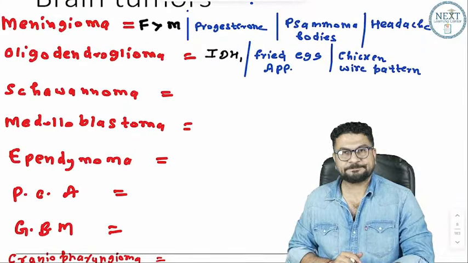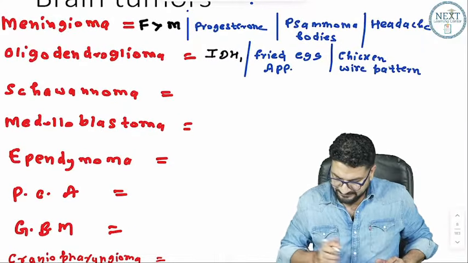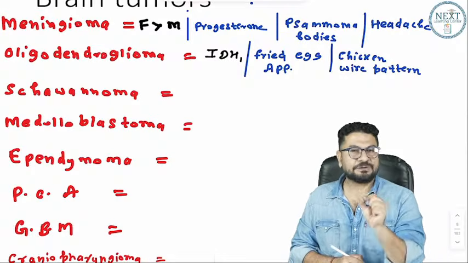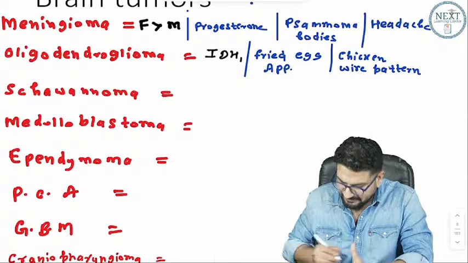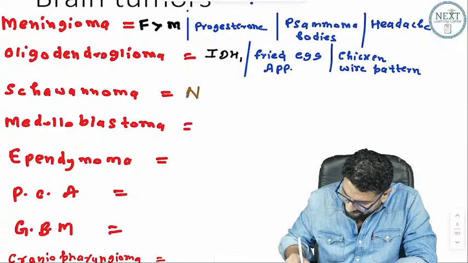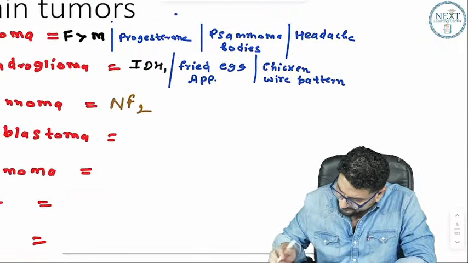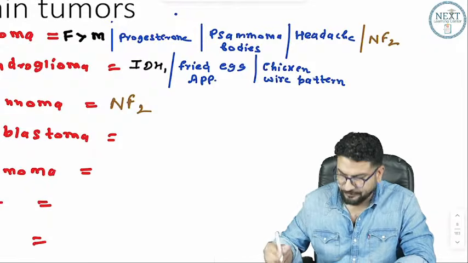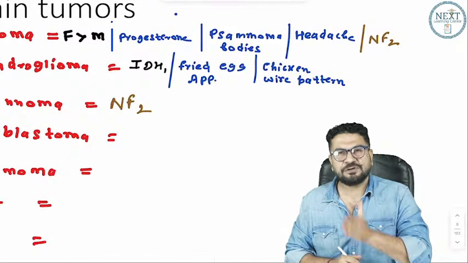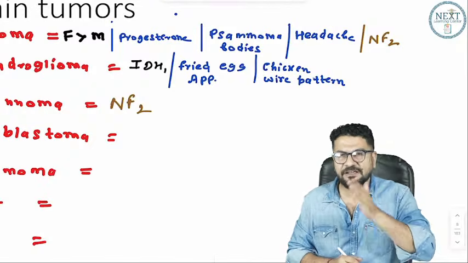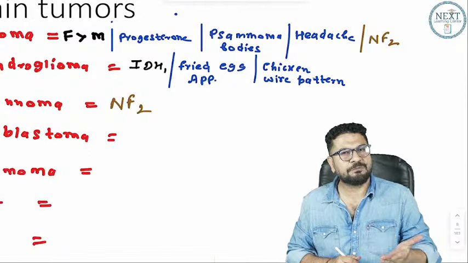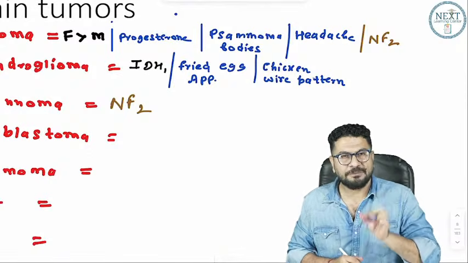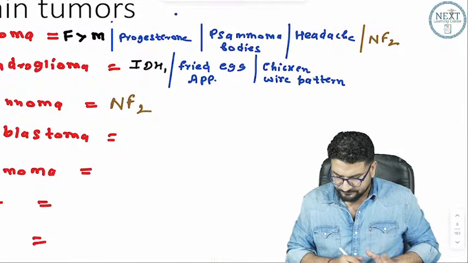Okay, now coming to schwannoma. Understand this thing. One more question they ask you: schwannoma and meningioma are two tumors which are associated with a genetic disease. Anyone, can you tell me which one? That genetic disease is neurofibromatosis type 2, NF2. So they ask you a question like this. Listen to me. The most common cytogenetic abnormality seen in a patient of meningioma or schwannoma is neurofibromatosis type 2. Simple. I repeat, most common cytogenetic abnormality, it is NF2.